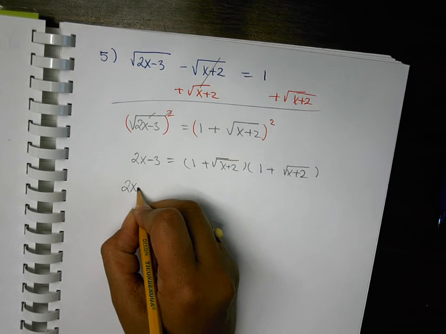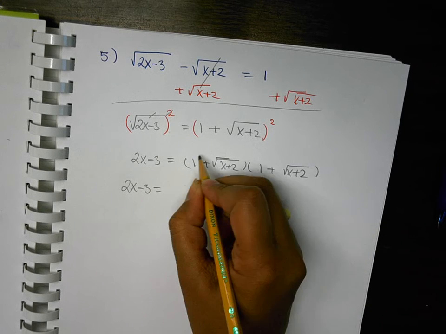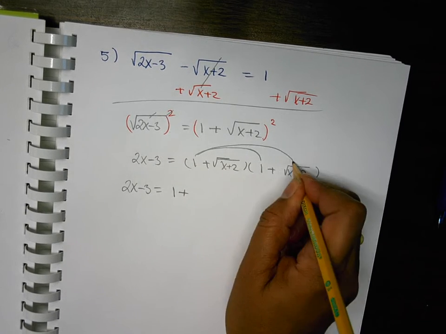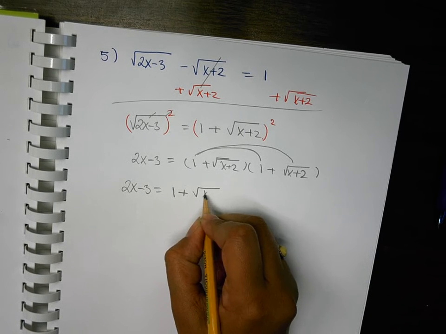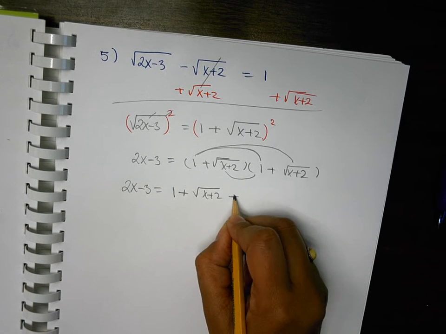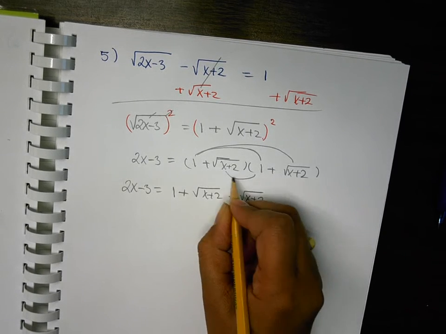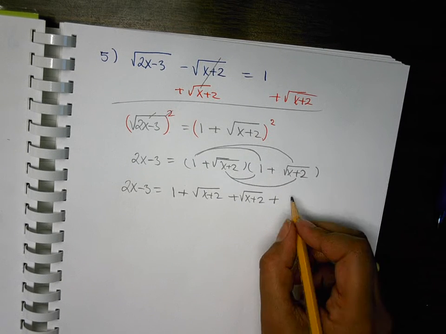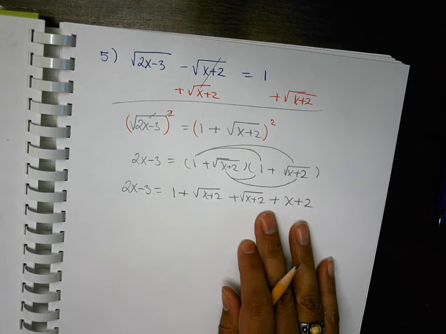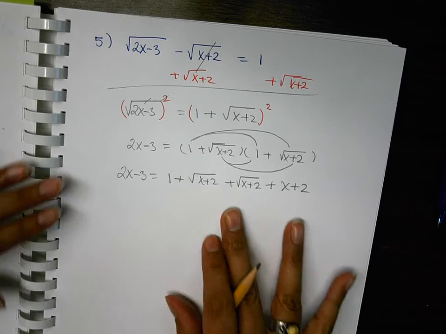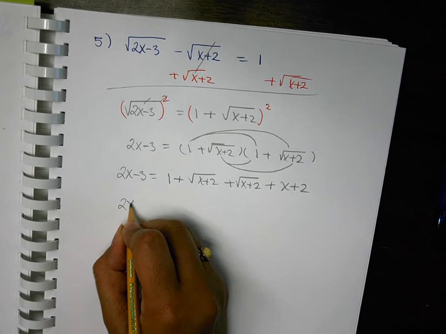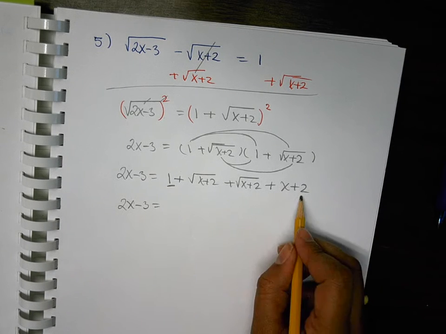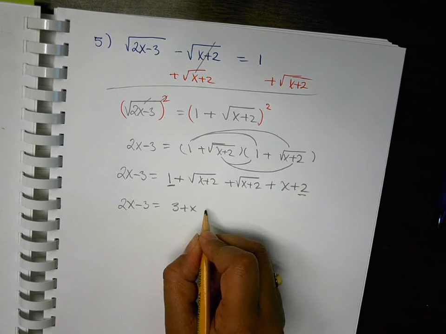All right. 1 times 1 is 1, plus 1 times that is root x plus 2. And this one is also plus root x plus 2. And at the end, a positive times a positive is positive. And what happens with the radicals? They disappear. They undo each other. x plus 2. All right. Are there like terms on this side? 2x minus 3 equals 3 plus x plus root x plus 2.